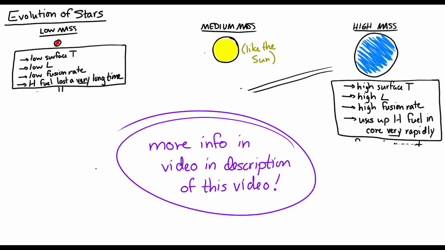But let's think about what this would look like on an HR diagram. So imagine we consider the sun. It's on the main sequence, and it spends most of its life on the main sequence, burning hydrogen in its core. But eventually, when it runs out of hydrogen in its core, it will become a red giant. And on the HR diagram, that means it drifts over to here.